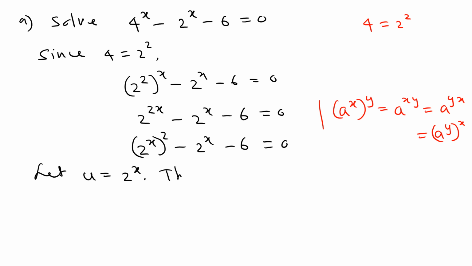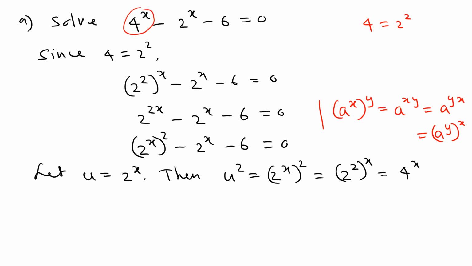So then what happened is u squared becomes simply 2 to the x squared. Again, the same trick that we used earlier. You can write this one as 2 to the x, and you switch the powers, so that means 4 to the x. So the 4 to the x term is simply going to be u squared. If you plug in here, this is going to be u, because 2 to the x is u. So it's u squared minus u minus 6 equals 0.